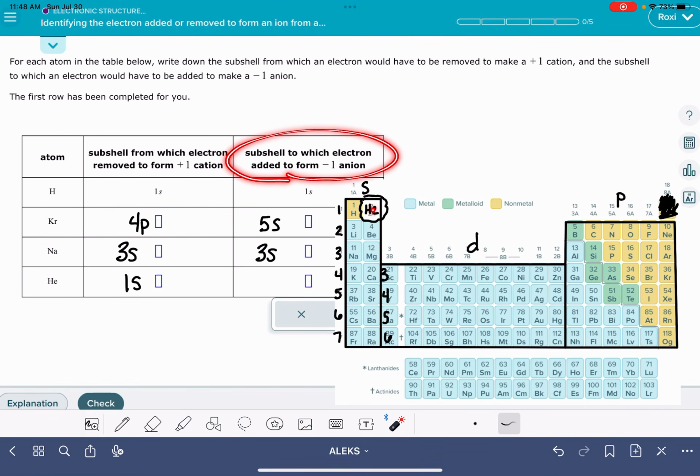Where would we add the next electron, electron number 3? The next electron, electron number 3, would be added in the 2s orbital.